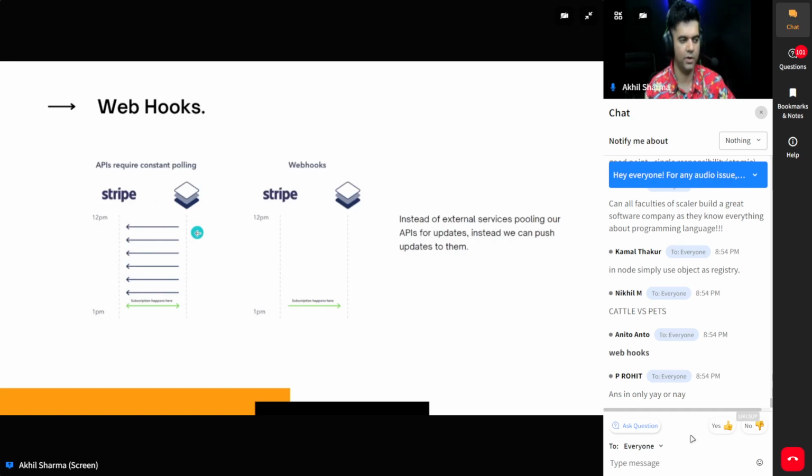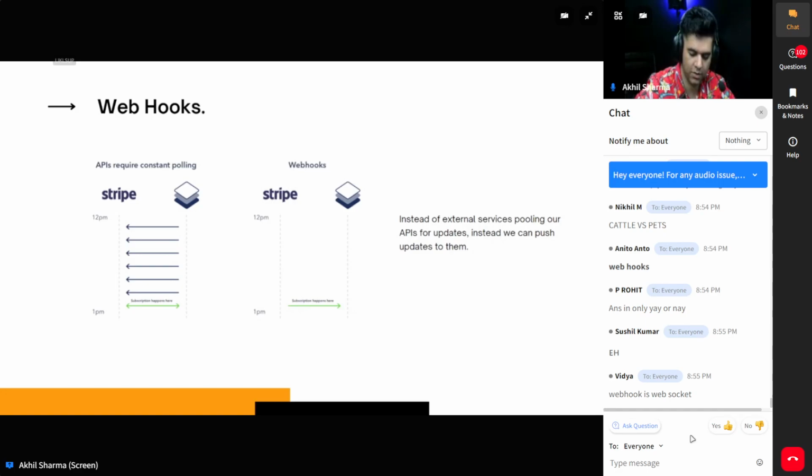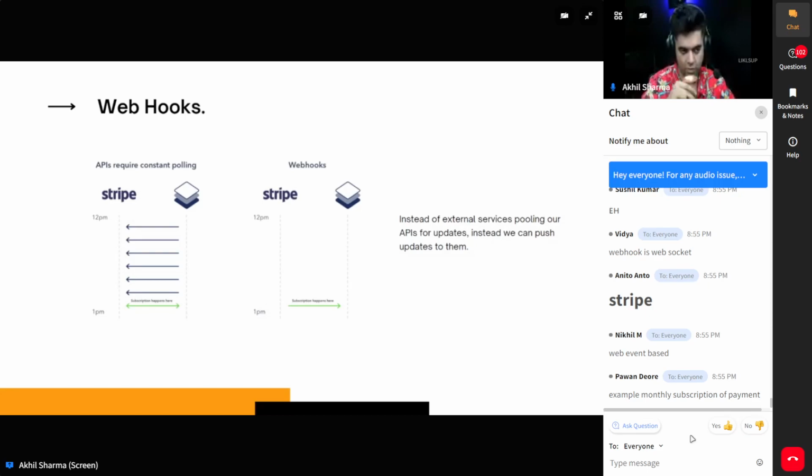You don't want that. You want a webhook where whenever we have an update, like here we have taken the example of Stripe, we send the update to the external service saying that, hey, now we have an update, and this is the new update, this is what has happened, this is the information that you requested for, you need to subscribe to this information, instead of them calling our API again and again to check for new information.